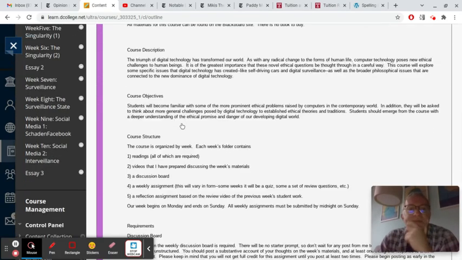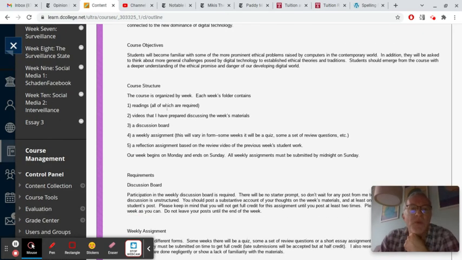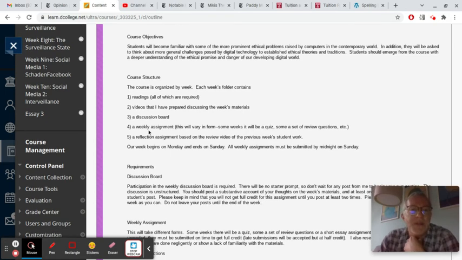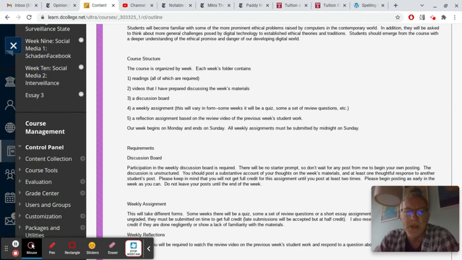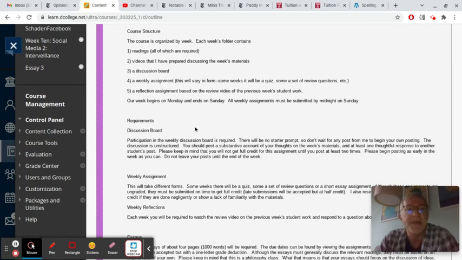So if we look at the syllabus, you can see the course structure every week: readings, videos, discussion board, the weekly assignment, and the reflection assignment based upon the review video of the previous week's student work. All of those things on a weekly basis are due at the same time, which is Sunday by midnight. So if we begin our week on a Monday, we end it on a Sunday, and all the weekly assignments have to be submitted by midnight on Sunday. So let's take a closer look at each one of the weekly assignments.